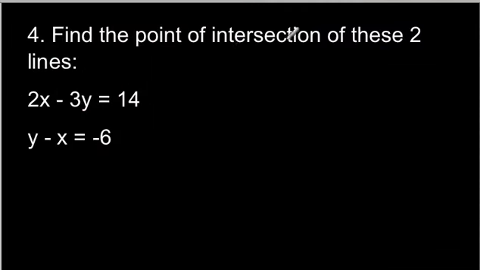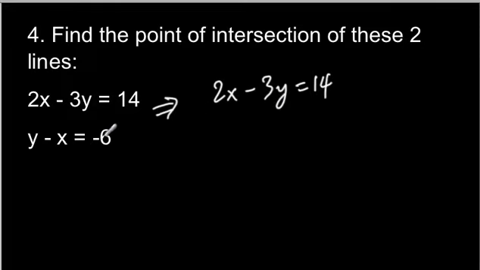Find the point of intersection of these two lines, number 4. So how do we do this? If you're doing elimination, the first thing to remember is that everything has to line up. These are not lined up, so let's line them up first. So we have 2x minus 3y is equal to 14. If we want to line everything up, this has to be -x plus y is equal to -6.